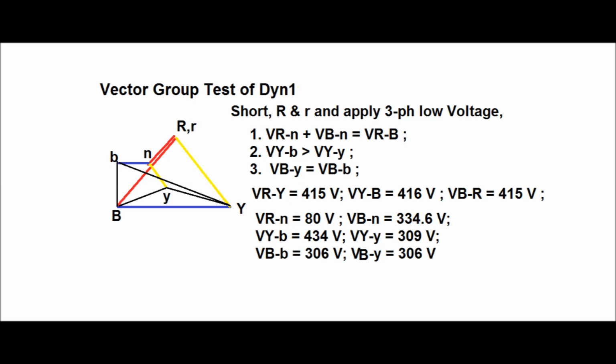Again, the voltage between HV side blue phase and LV side blue phase comes as 306 volt. So again, condition 3 is satisfied, that is the voltage between HV side blue phase and LV side blue phase is 306 volt, and the voltage between HV side blue phase and LV side yellow phase is again 306 volt. So three conditions are satisfied. So we can say the vector group of the transformer is Dyn1 type.